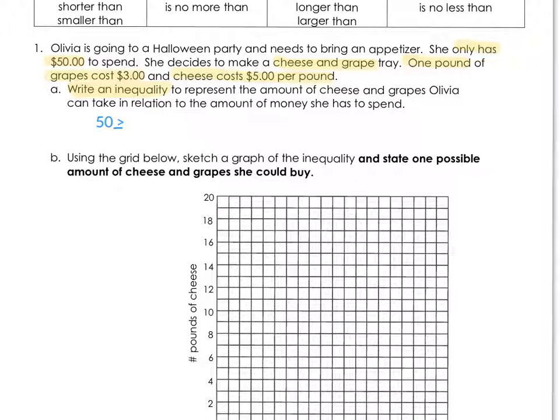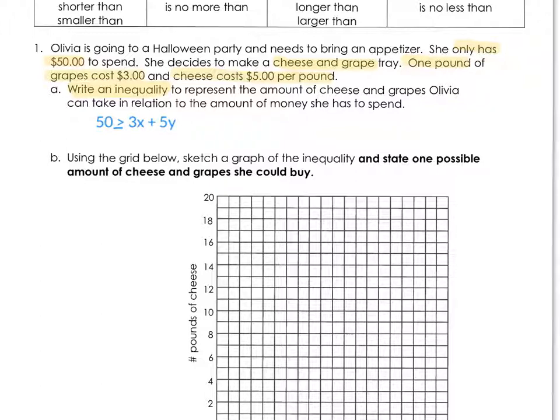And what is it greater than or equal to? Well, what we're spending. So if grapes are $3, and I can see on my graph below the grapes are on the x-axis, so that means that x needs to be the number of grapes. So we write that as 3x because it's $3 per pound of grape, and I don't know how many pounds of grapes I'm buying. Plus, I'm also buying cheese, which costs $5 a pound, so 5y for the amount of pounds of cheese that I have. Okay, so that's my inequality.